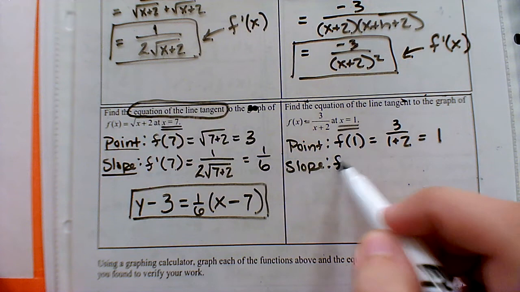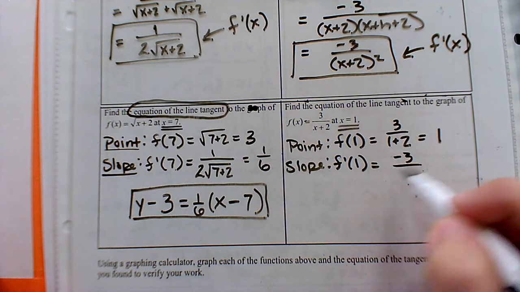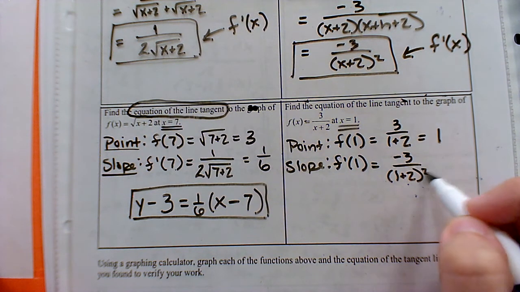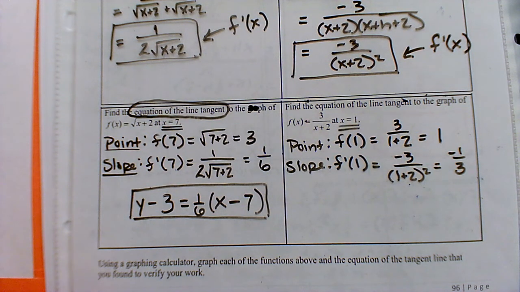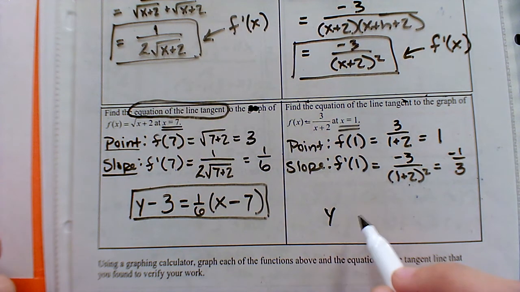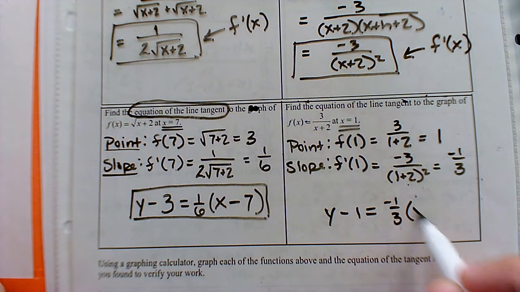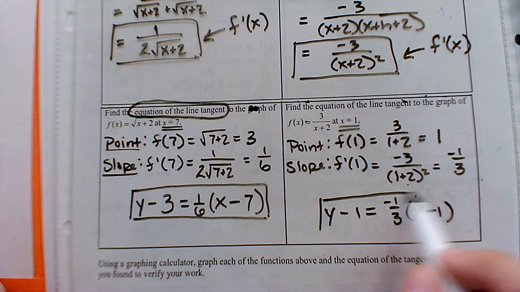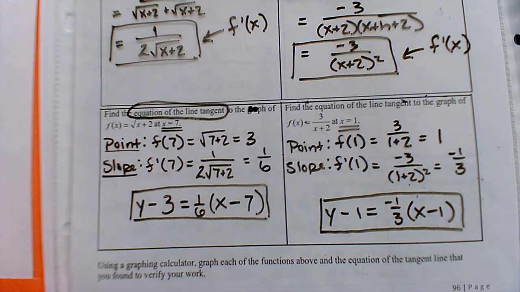And if you plugged in 1 into the derivative to get the slope, we're going to use the derivative from the top that we found. See, 3 squared is 9, negative 3 over 9 is negative 1/3. Can we write the equation? Yep. What would it look like? Y minus 1 equals negative 1/3 times x minus 1. You can leave it like that or convert it to slope-intercept form, whatever you feel like doing.